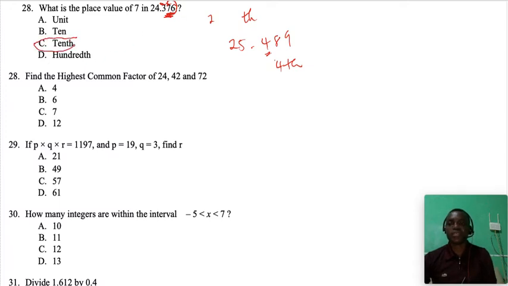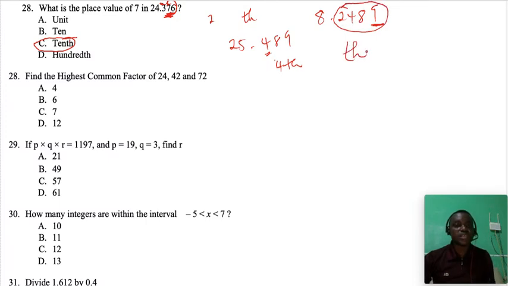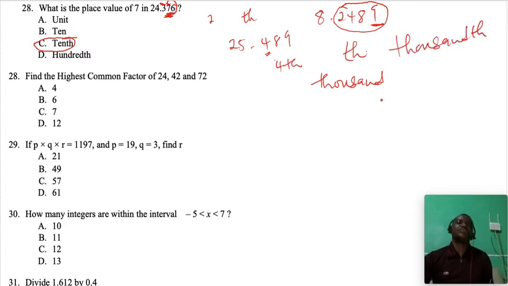Then you shade it. So if you meet something like 8.2489, then you say, what is the value of 9? So it is what? Thousandth. So that is what you have to do. So any number after the point, if you are writing the place value, it ends with th, not thousand. So it's thousandth, with th. Good.